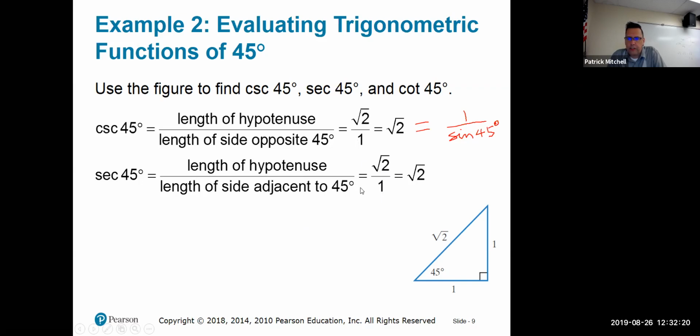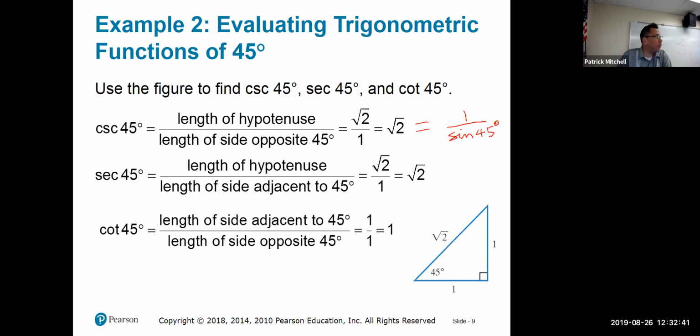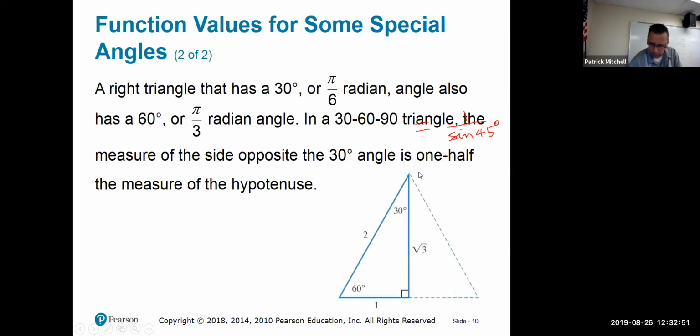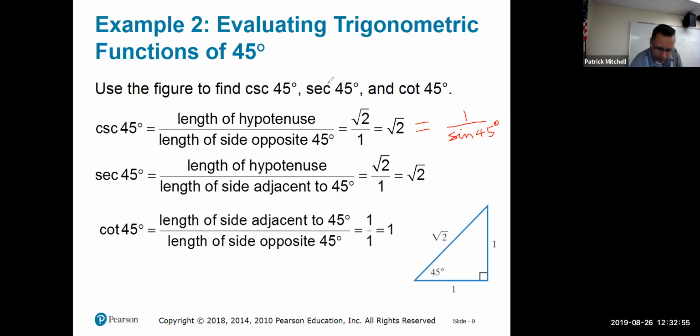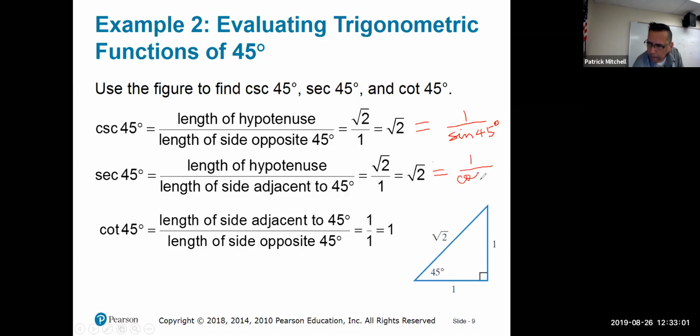That comes out to the same thing, because the opposite is 1, and the adjacent is also 1. That's only going to happen in a 45-45-90 triangle, where the opposite and the adjacent are the same. And then the cotangent is the reciprocal of the tangent. Tangent is opposite over adjacent, so cotangent has to be adjacent over opposite. So let me put that in there. This is the reciprocal. Whoops, sorry, I forgot to switch it back to pen. Okay, so this is the reciprocal of cosine, and this is the reciprocal of tangent.